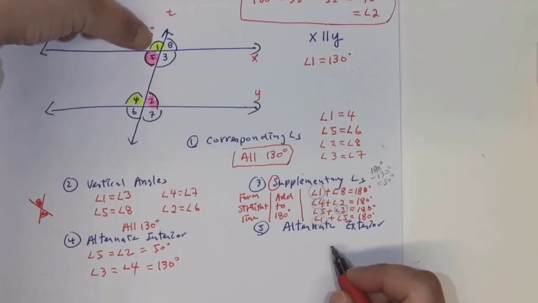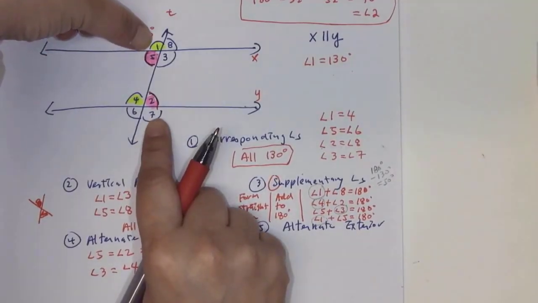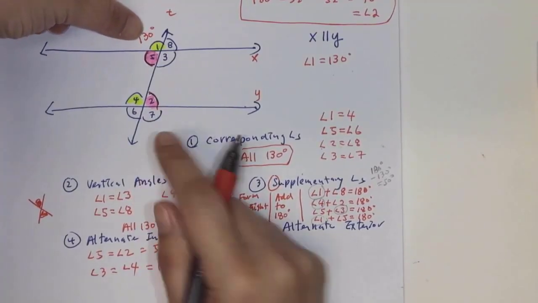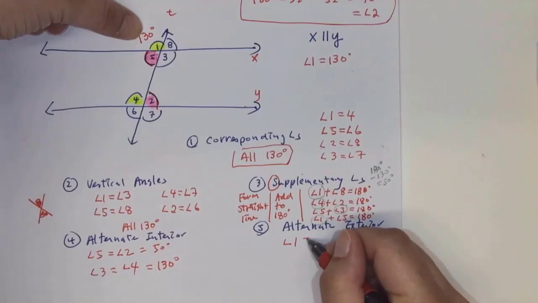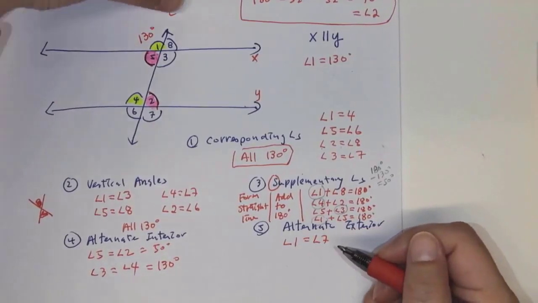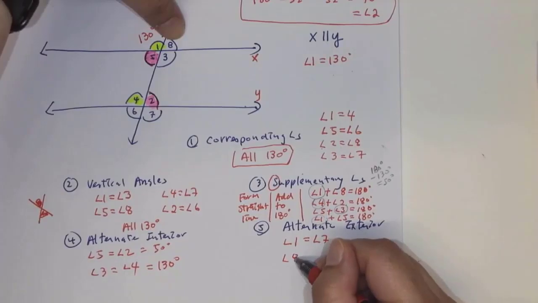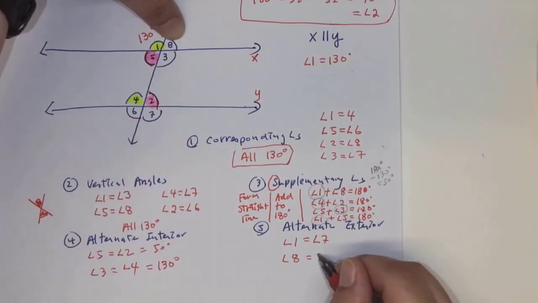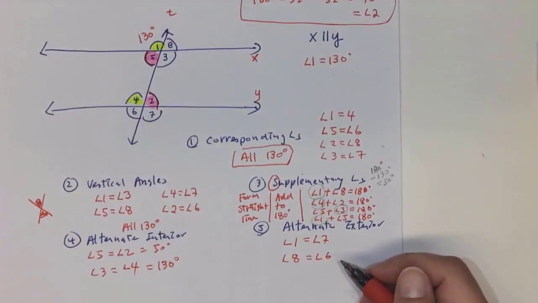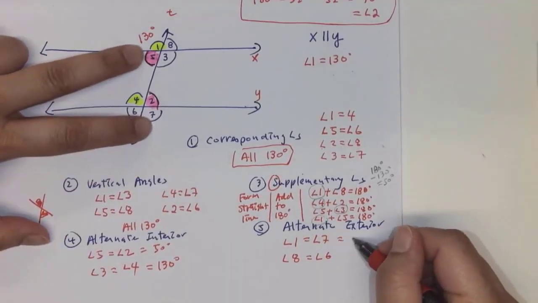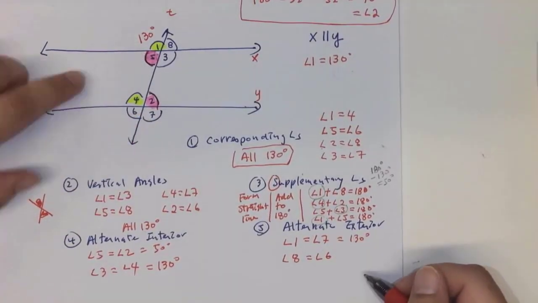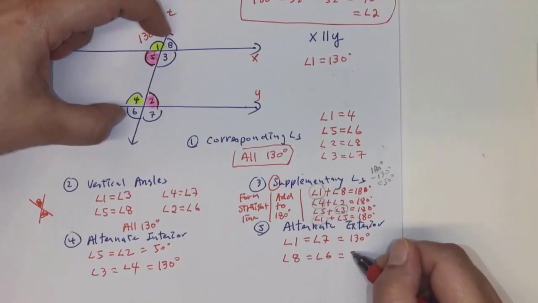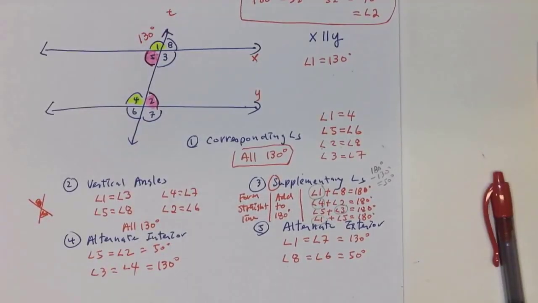Alternate exterior. One with 7. Can we see that? They're outside of the parallel lines, but they're on two different sides. One on the left, one on the right. Those seem to be a little bit harder. 1 and 7. How about 8? 8 would be the same with 6 because they are outside of the parallel lines on two different sides, one on the left, one on the right. Are we okay? 1 and 7 should be how many degrees? 130. And then 8 and 6 should be 50 degrees just because we calculated those earlier, right?